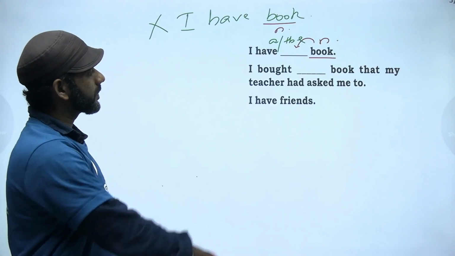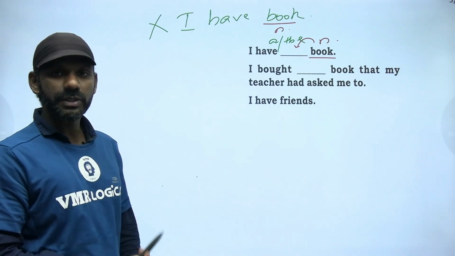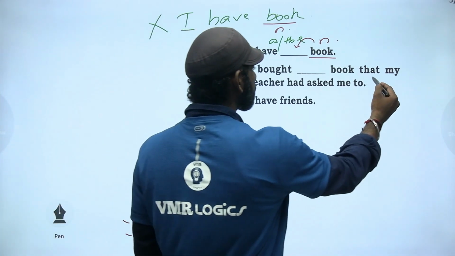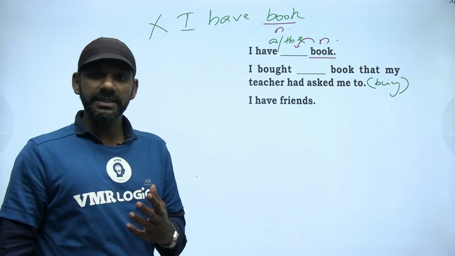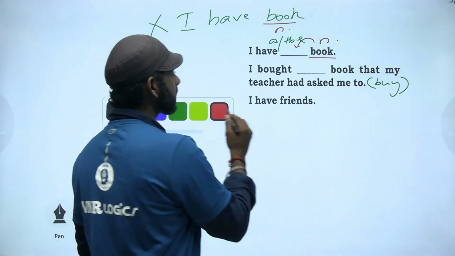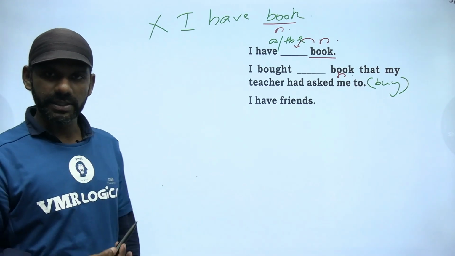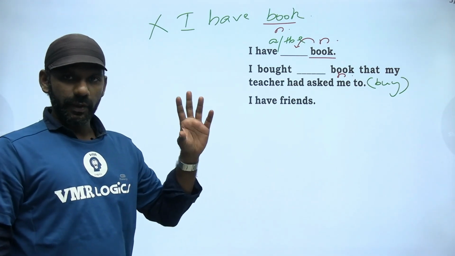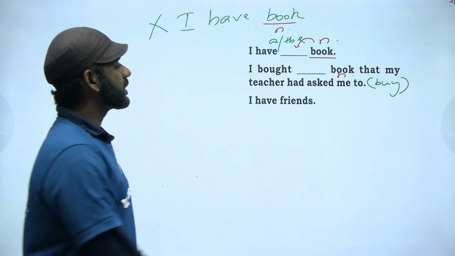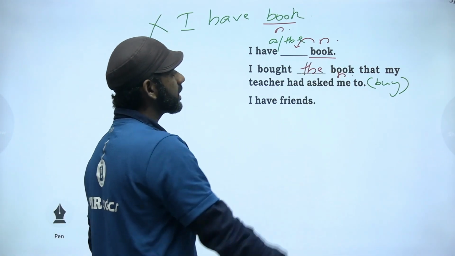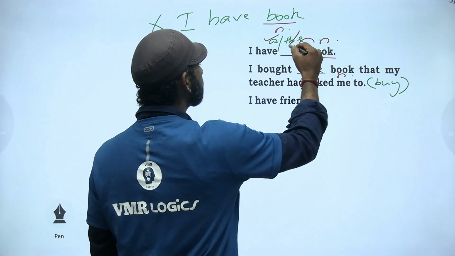Come to the next one. I bought dash book that my teacher had asked me to. Ask me to means ask me to buy. The word buy is understood here. Book is a singular countable noun. So before it, there will be a, an or the depending on the usage. Fine. And book is anywhere wrong. In this case, it must be a book or the book. I say, I bought the book that my teacher had asked me to. In the first sentence, it must be I have a book.